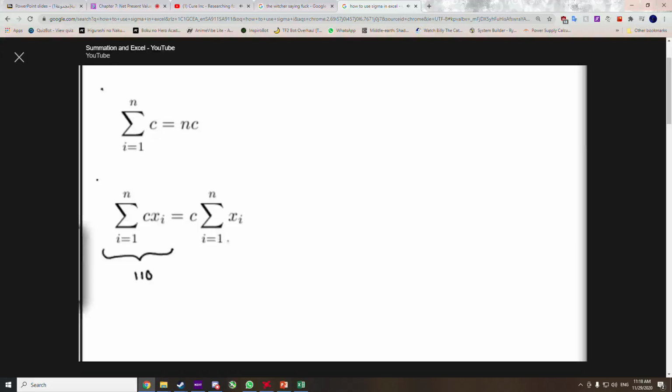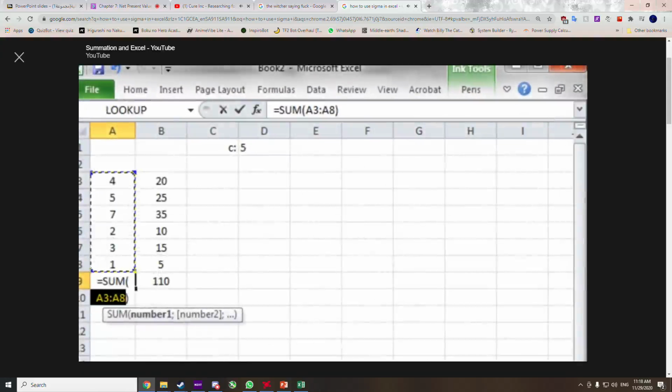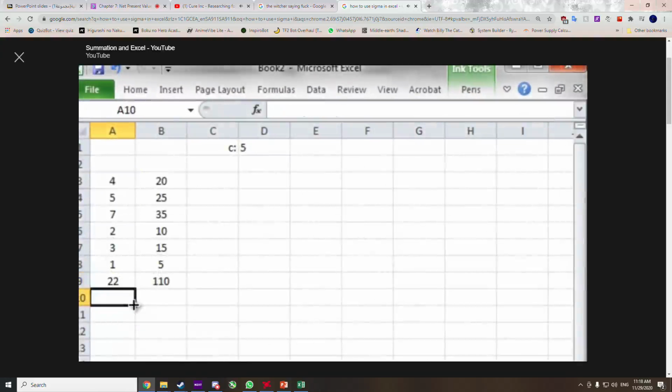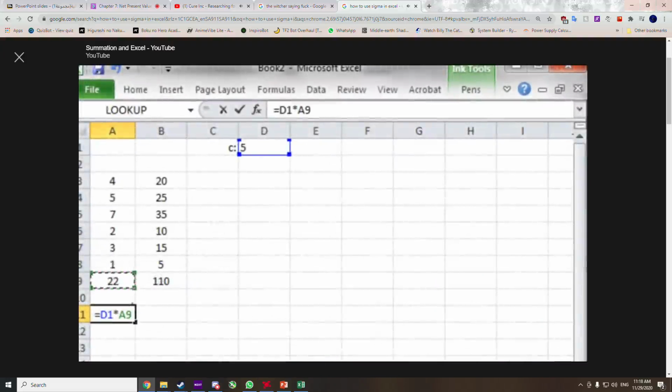For the right-hand side, I'm supposed to sum all xi and multiply that by c. So this is the way to get the sum of all the xi's, and that's 22. This part here is 22. And if I do D1 times A9 in Excel, that is precisely C times this sum of xi, and that, according to rule 2, must be 110 as well.